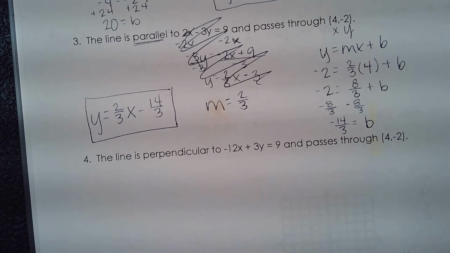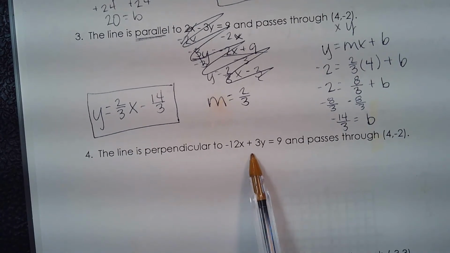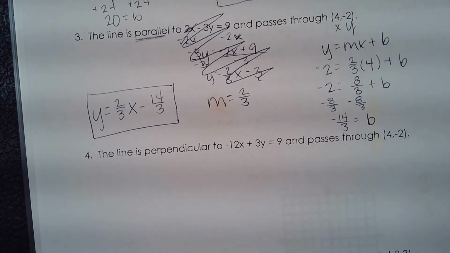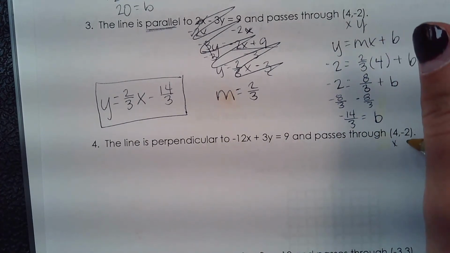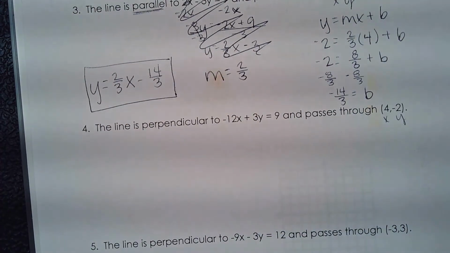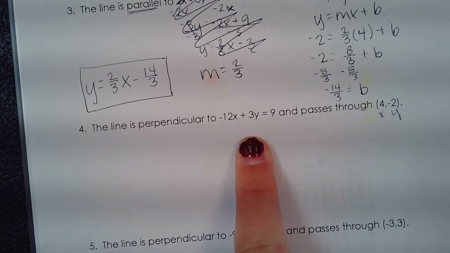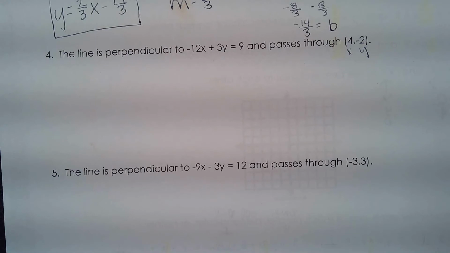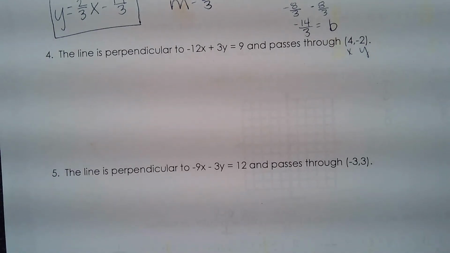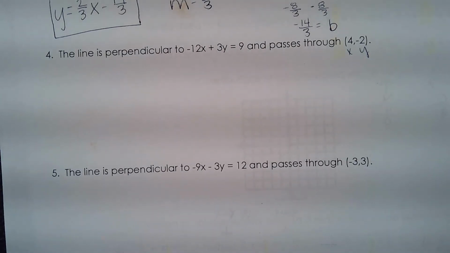So for number 4, the line is perpendicular to this one and passes through the point 4, negative 2. So we know that later you're going to use that 4, negative 2 as your x and y. They're telling us that our line is perpendicular to this one. So why is that important? What do we need to be looking for? Opposite reciprocal what? Slope, right? Anytime you see parallel or perpendicular, what are you thinking? Opposite reciprocal slope or same slope? Always slope though, right? For either one, we gotta know what the slope is.